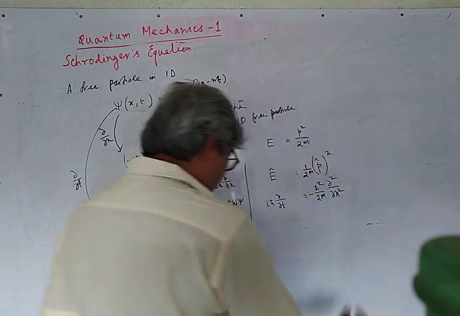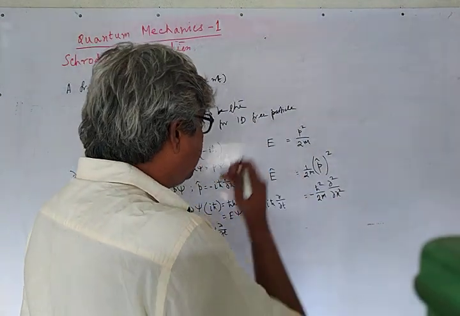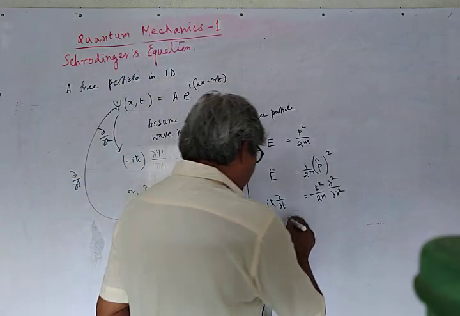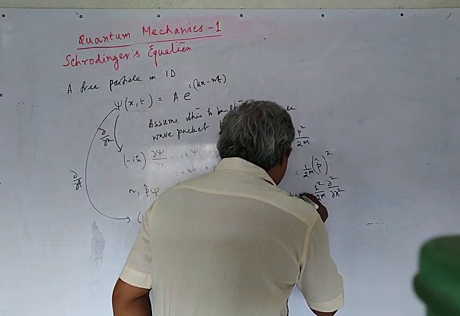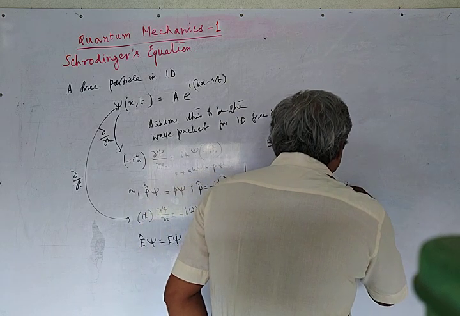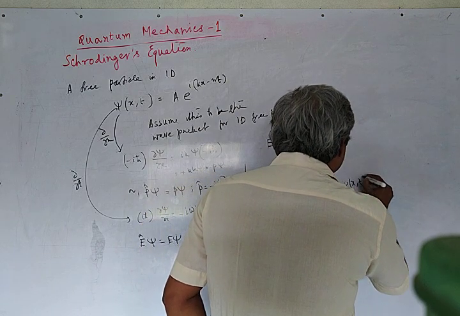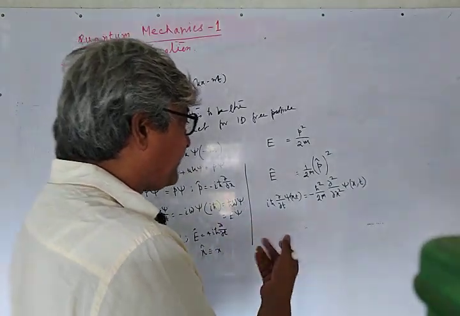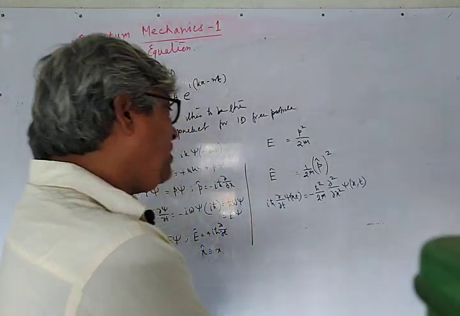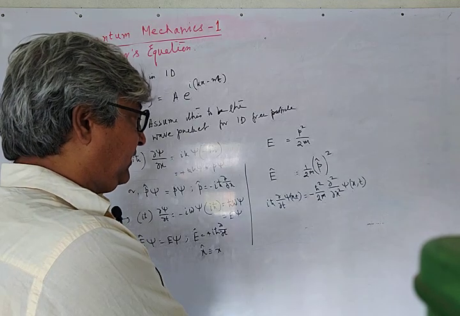This is a differential operator. This will have meaning only when this operator operates on some function. Since partial derivatives with respect to x and t are involved, the function, the operand on which the operator operates, must be a function of x and t.